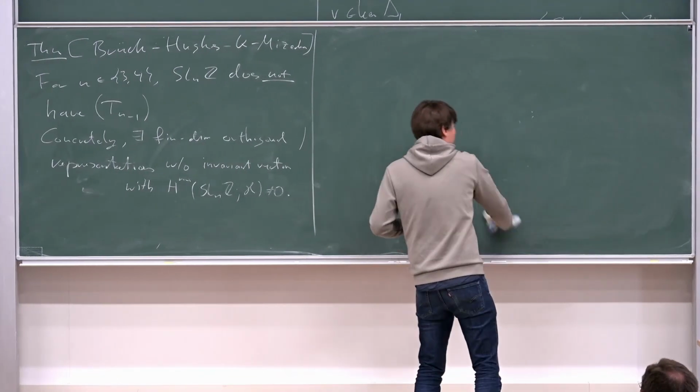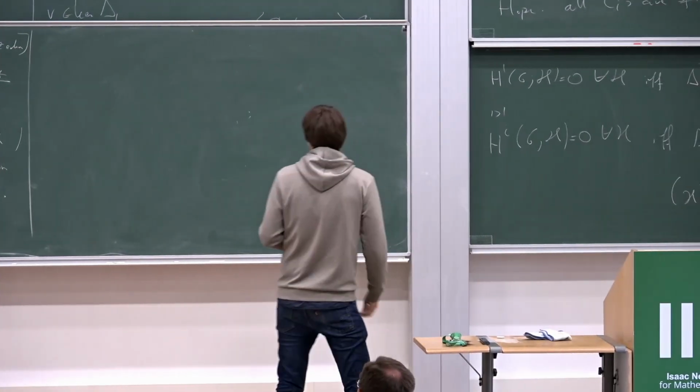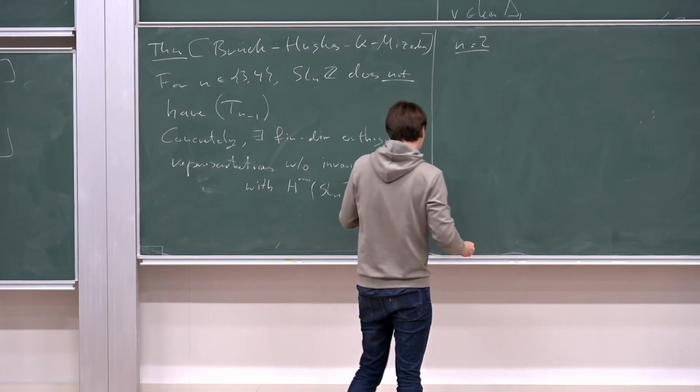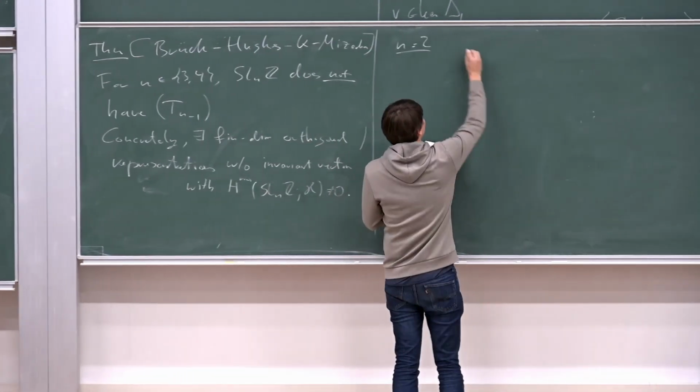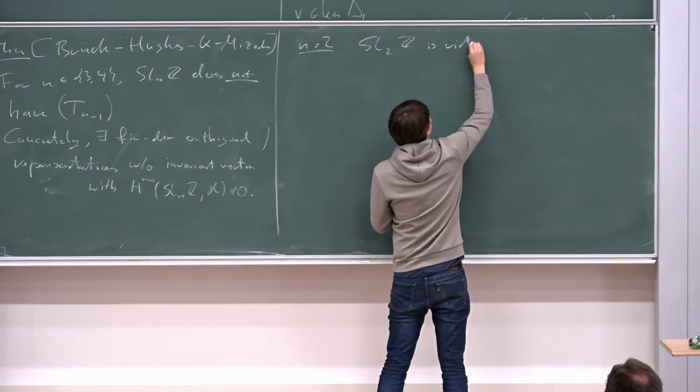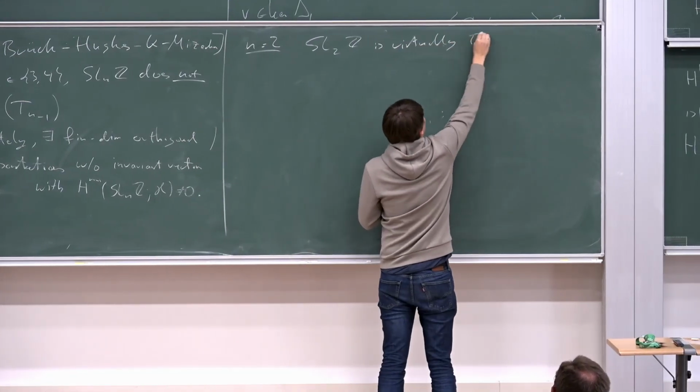So what happens for even smaller values of n? What happens for n equals 2? We all know what happens, right? There's no property T. Why isn't there property T? Because SL2Z is virtually a free group, so it's virtually F_m.